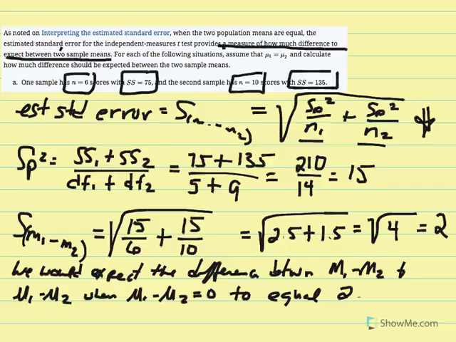So we would expect, on average, the difference between m1 minus m2 and mu 1 minus mu 2, when mu 1 minus mu 2 is equal to 0, to equal 2 points. So on average, we'd expect the difference between those samples to equal 2.